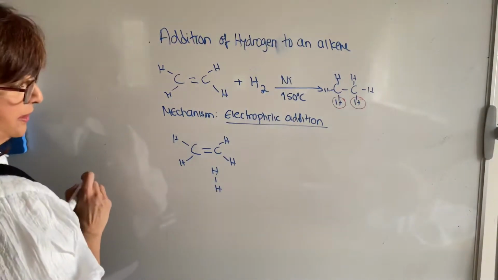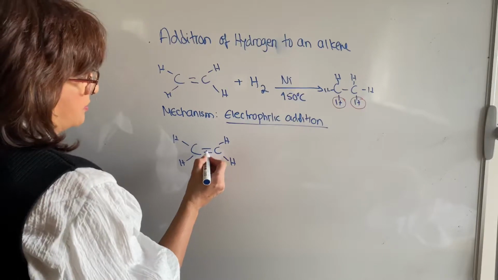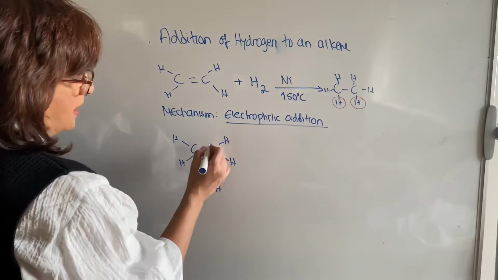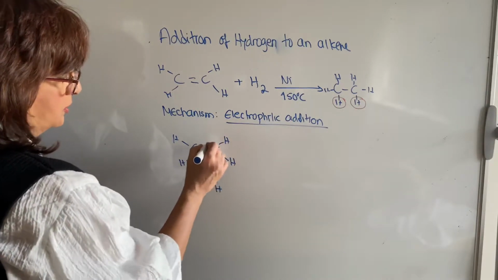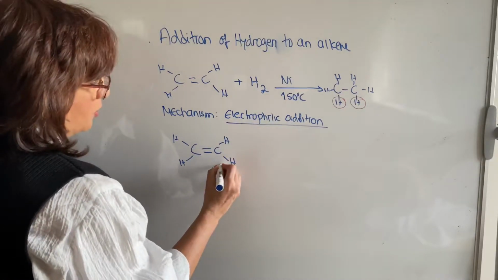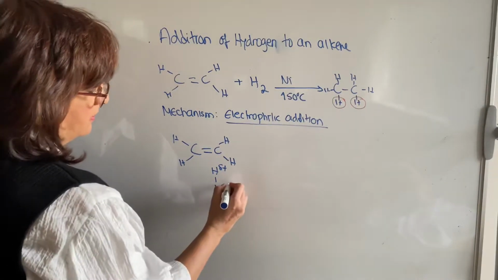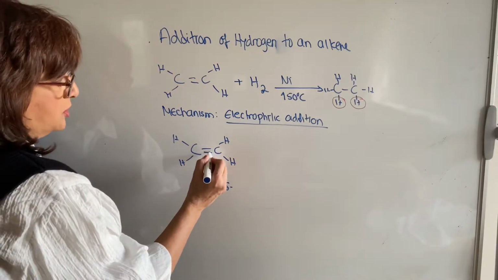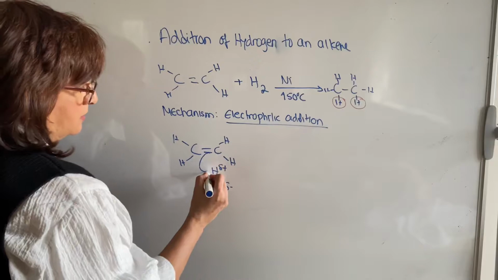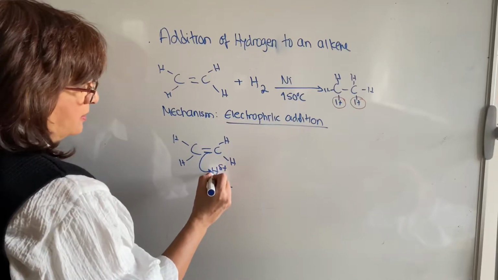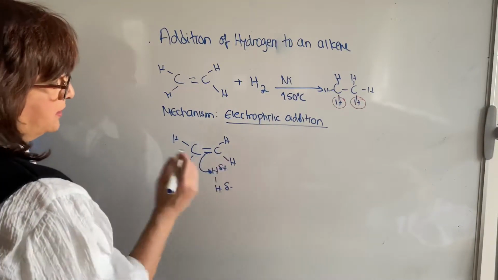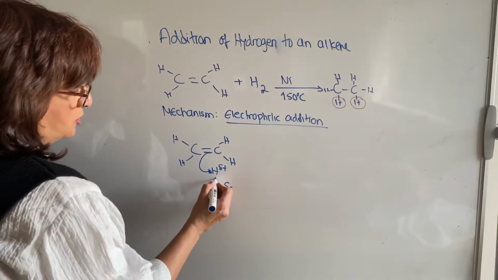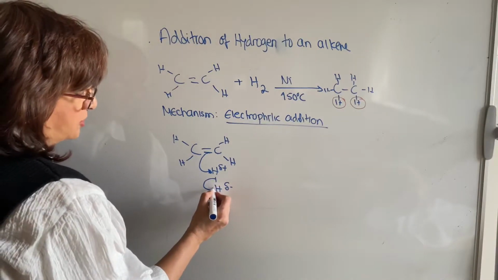If you set it up like that, always the curly arrow comes from negative to positive. Because there's a high electron density in here, this double bond is going to create a dipole, a positive dipole in here and a negative in here. So then the curly arrow is going to come from this negative to the positive area. Always curly arrow negative to positive. This bond is going to break and it's going to transfer a pair of electrons to this hydrogen.